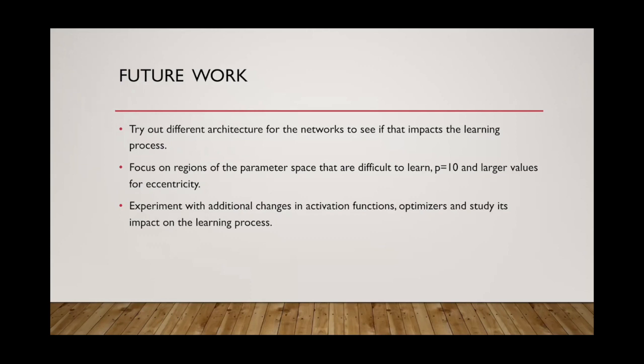We did try a couple of experiments, and for the set of values that we had chosen, it did not impact significantly. So we'll try to focus on regions of the parameter space where it's hard for the network to learn, so small values of P and large values of E, and experiment with changes in activation function and the optimizer, and study their impact on the learning process.